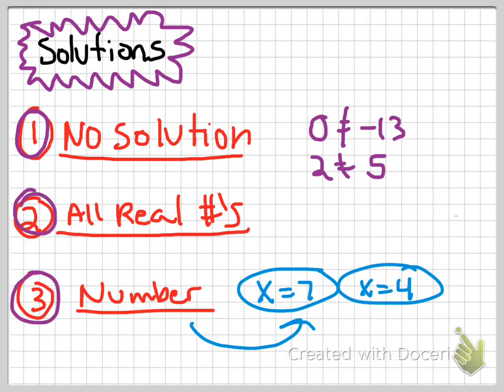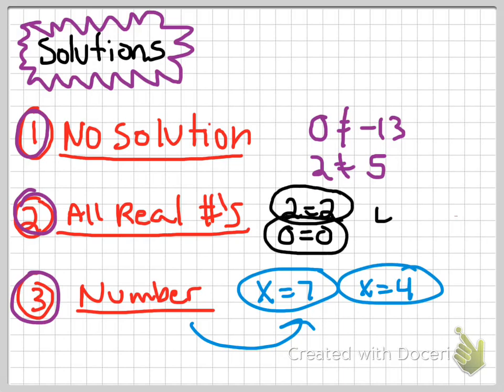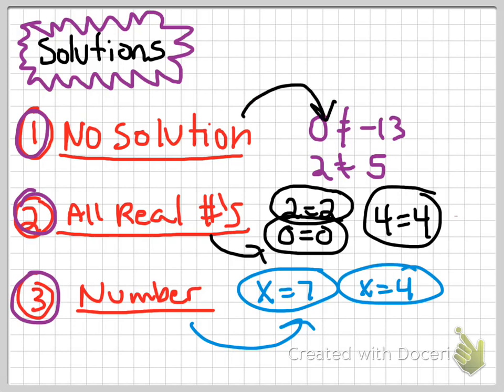Well, all real numbers is when you get things like, I'm going to write it up here, 2 equals 2, or 0 equals 0. When you're solving for x and you get left at the bottom with something like 2 equals 2, or 0 equals 0, or 4 equals 4, things that make sense, these are all true statements. 4 does equal 4. That's how I know the answer is all real numbers. See how it's different than no solution? With no solution, you get something like 0 equals 13, things that don't make sense. So that's the difference.